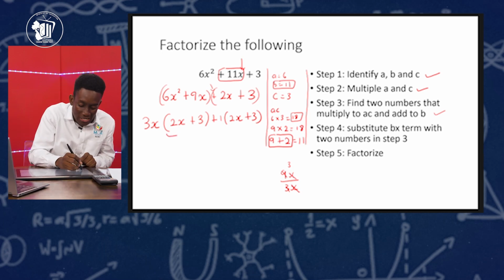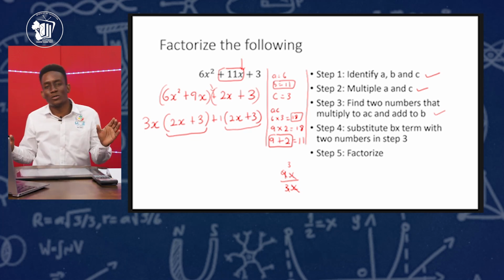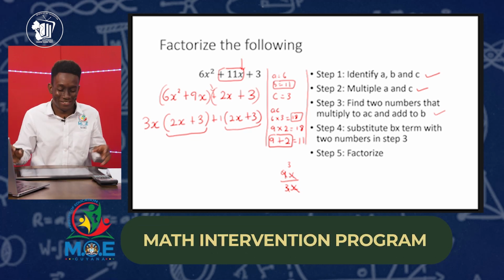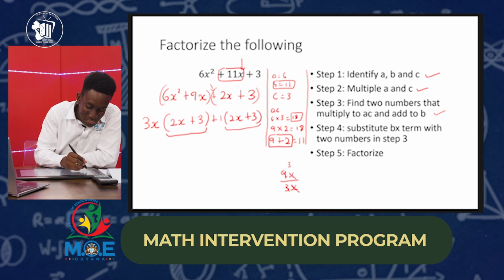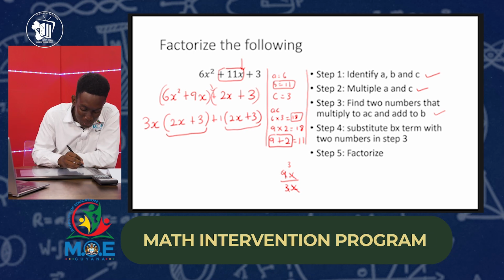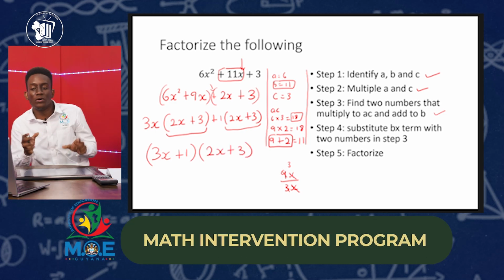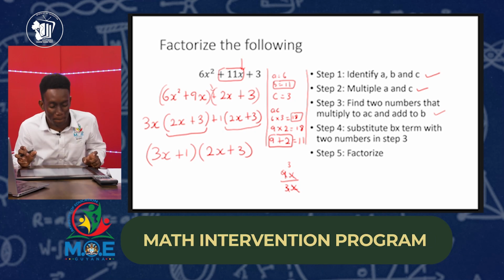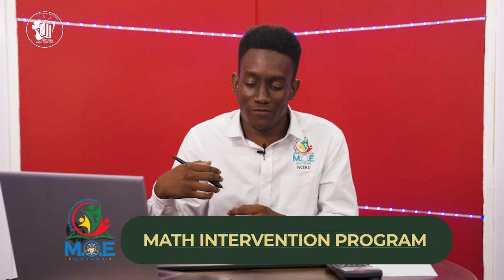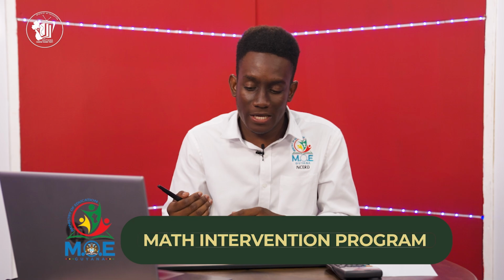Now we see our two brackets are the same, and that is a very important step. Once our brackets are the same, we know we are doing something correct. So what we do now is take what is outside the brackets, the 3x and the 1, and put it in a bracket by itself. So this will be 3x plus 1. Then we bring down one of the two brackets that are the same, which is 2x plus 3. And that is how you factorize a quadratic. Just follow the steps. Step 1, identify A, B, and C. Step 2, multiply A by C.